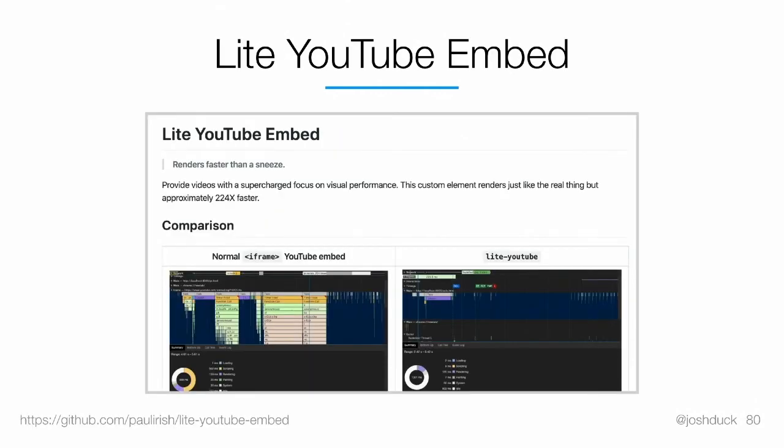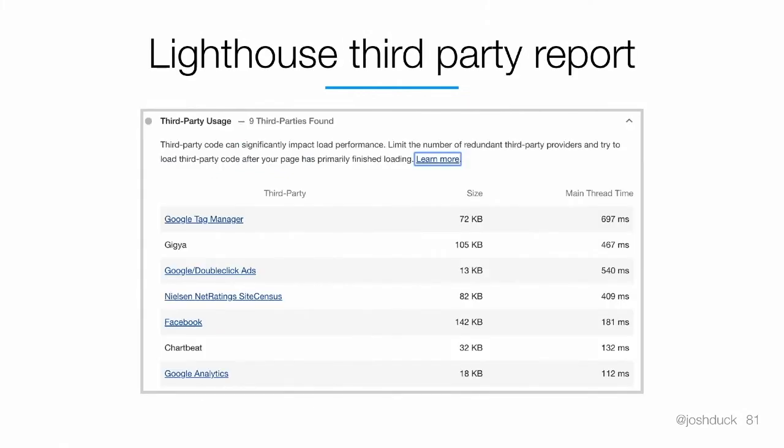But you can try and minimize the cost. There are projects like Light YouTube Embed that will defer the cost of loading YouTube until the user actually tries to interact with that video. You can also go through and audit all of your third-party dependencies. Lighthouse will do this for you, and it tells you how many bytes and how much JavaScript time was spent for every single third-party service that you pulled in.